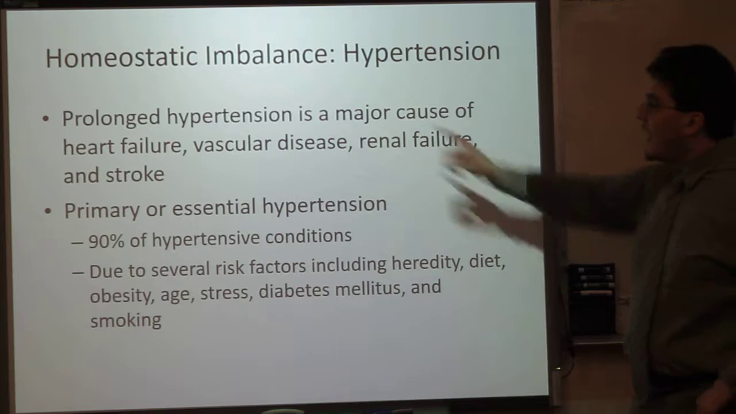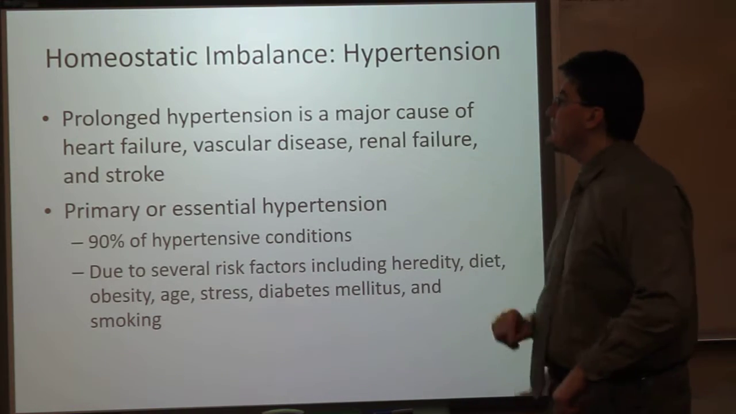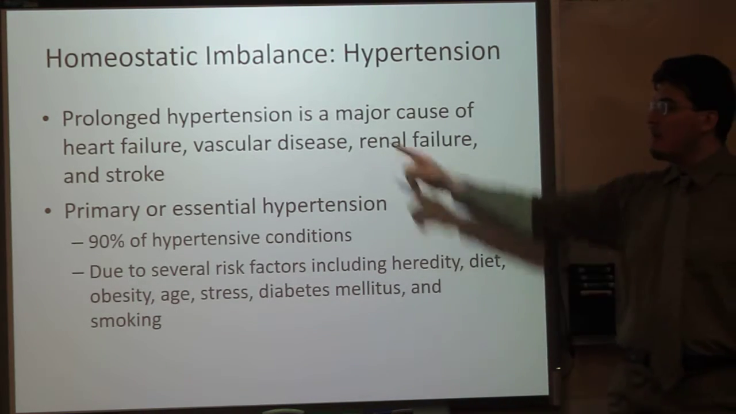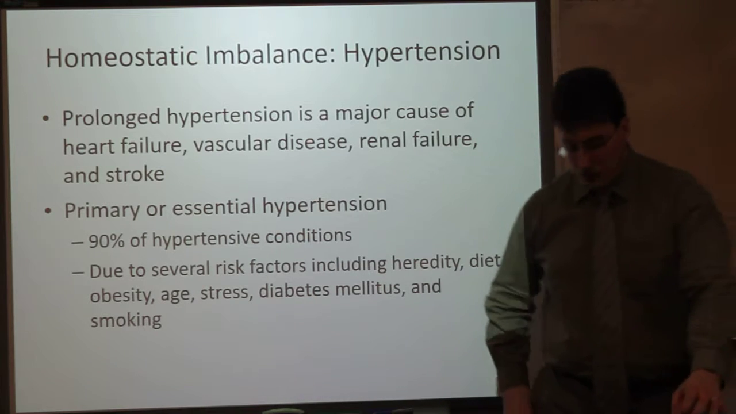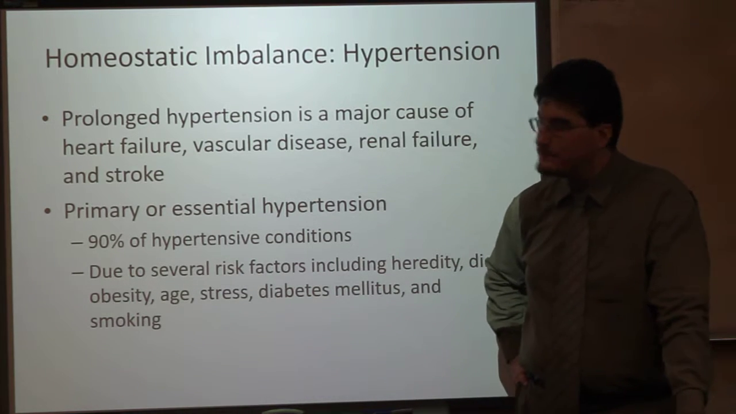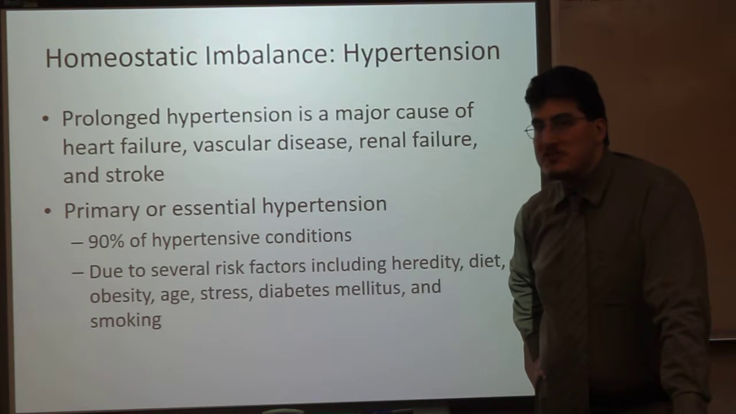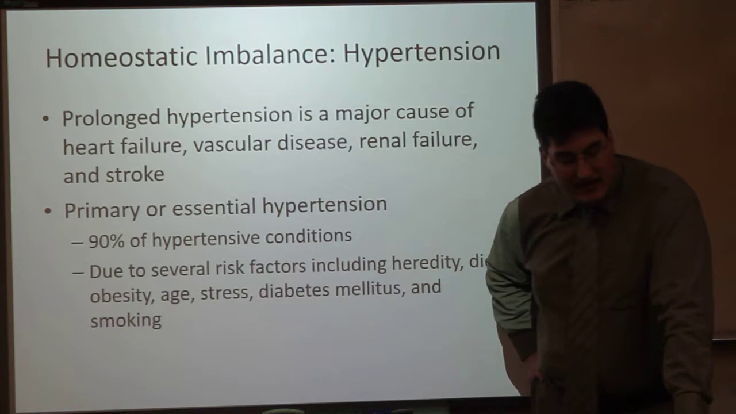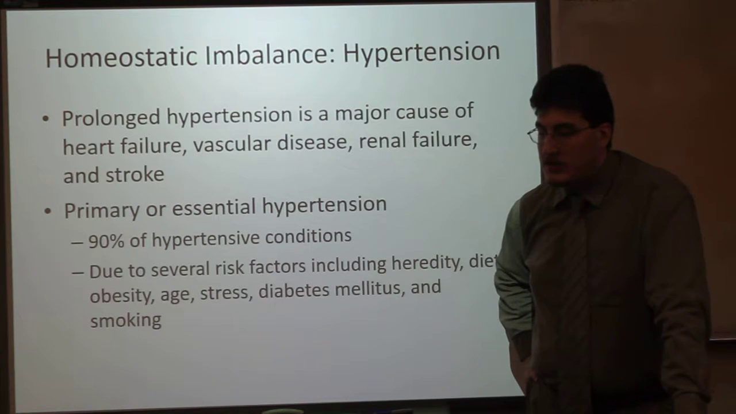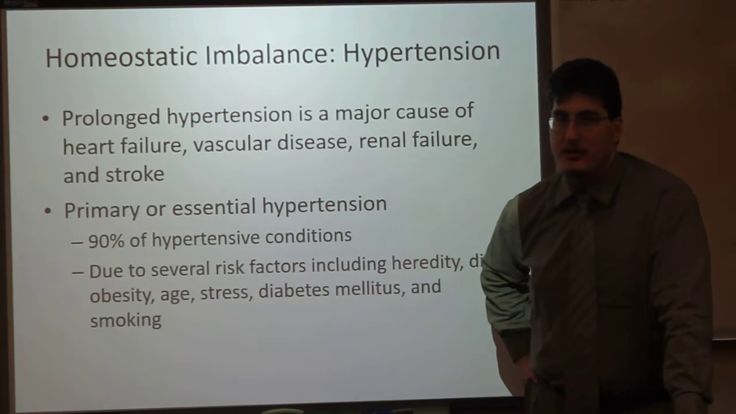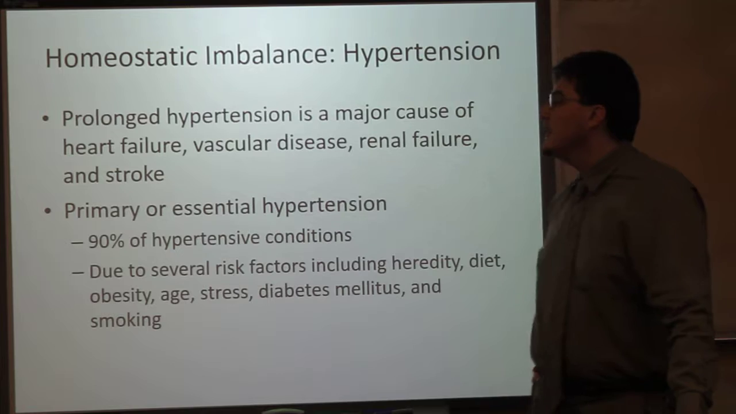Now, hypertension. Prolonged hypertension is a major cause of heart failure, vascular disease, renal failure, and stroke. Primary or essential hypertension is about 90% of all hypertension. As in, you have high blood pressure because you have high blood pressure. It's just a thing that you have.